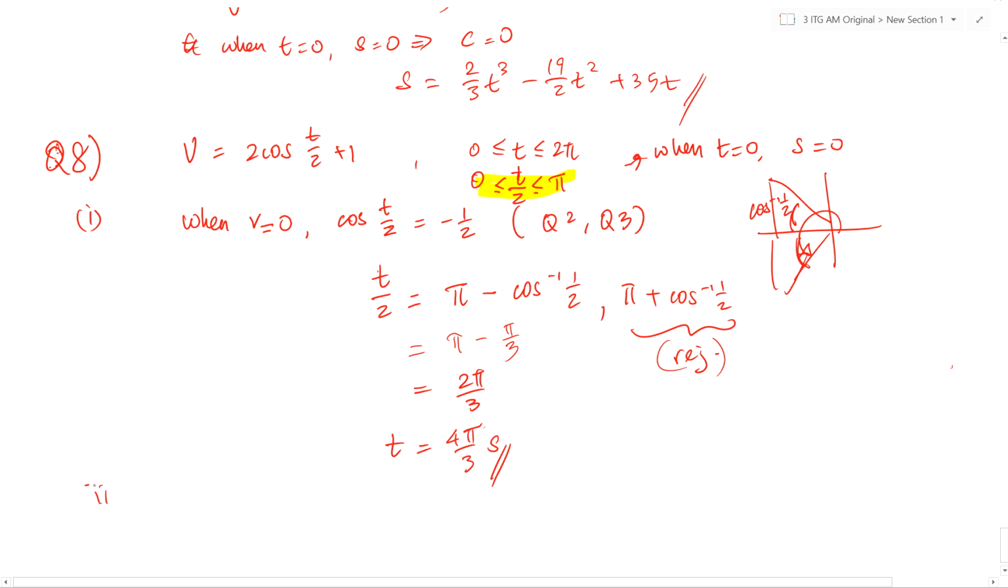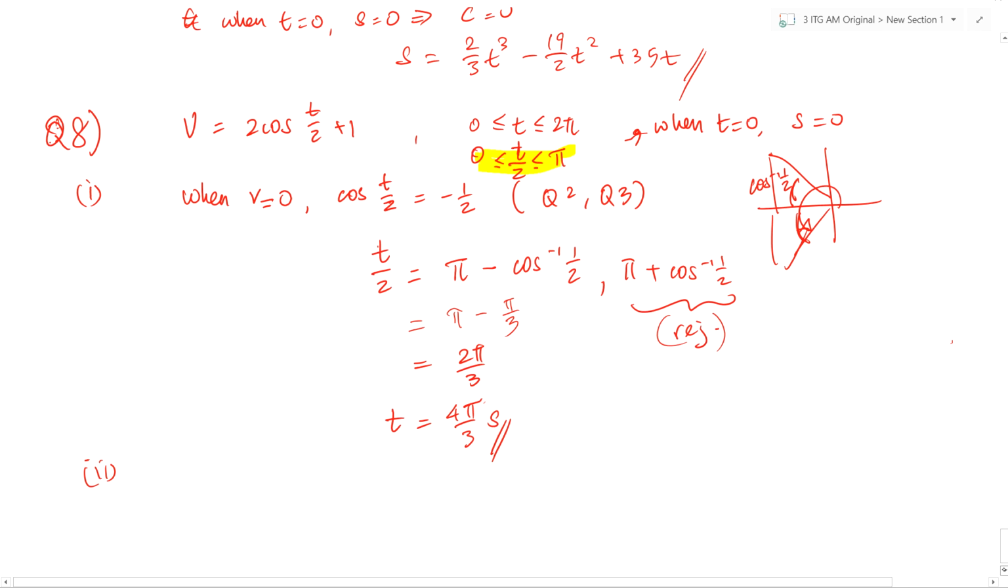Next, part 2. The total distance traveled by P from 0 to time equals 2 pi. Okay? We want distance. So when it is distance, you have to be alert again. Is there a turning point between time equals 0 to time equals 2 pi? Was there a point when velocity equals 0? Yes, what time was that? 4 pi over 3. At this time, it made a U-turn.